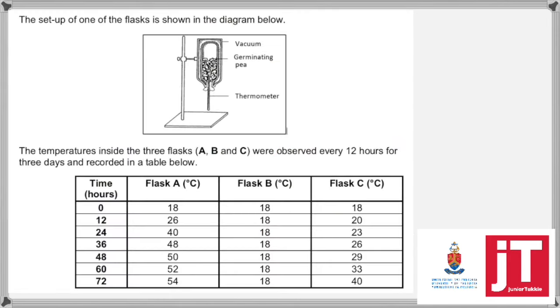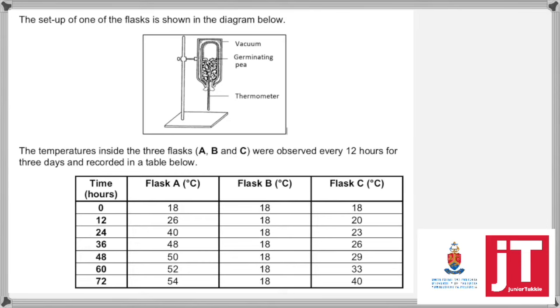So moving on now to the actual setup of what this would look like. This is just one of the flasks. Remember, we've got 40 pea seeds in 3 different flasks. This is how each flask would have been set up. I've got the vacuum flask with germinating pea seeds, or depending on the results, they could maybe be not germinating. Then I've got a thermometer. The thermometer is going to give me an indication of the change in temperature, because that is what I'm measuring.